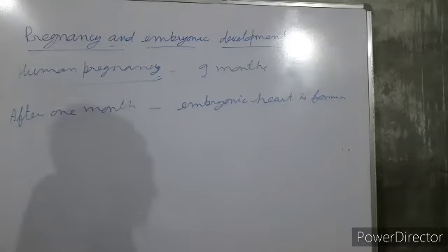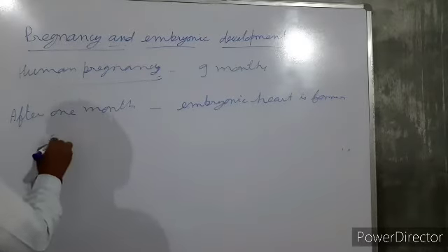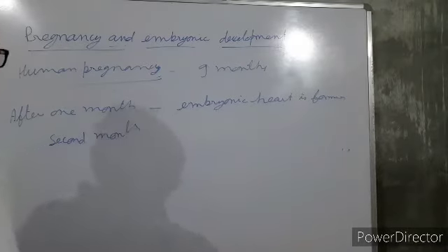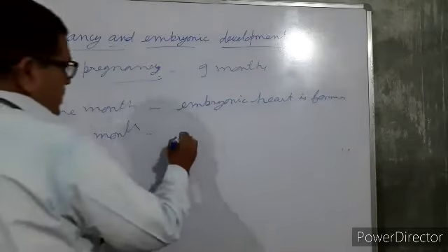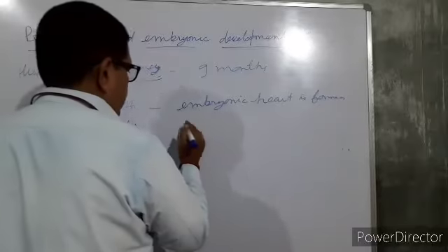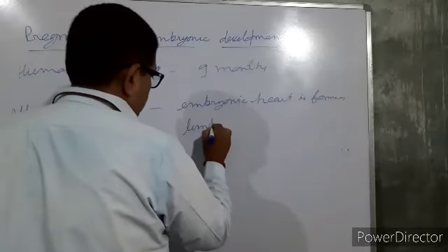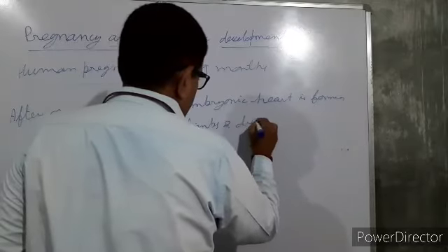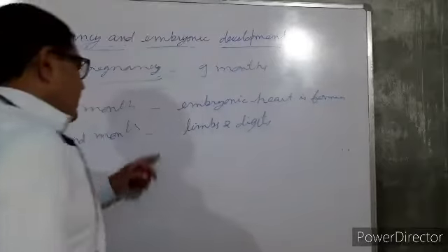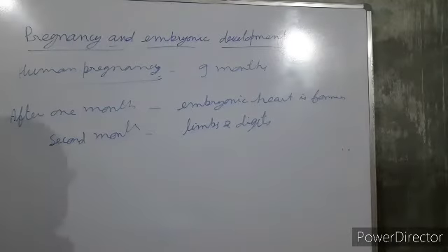By the end of the second month, limbs and digits are formed.